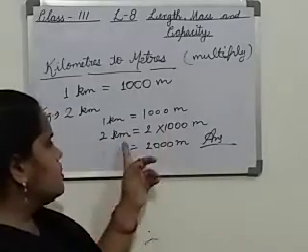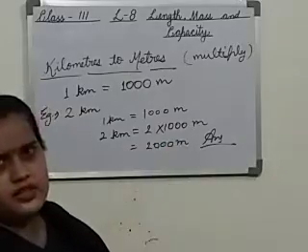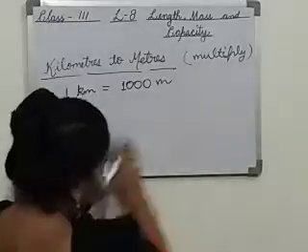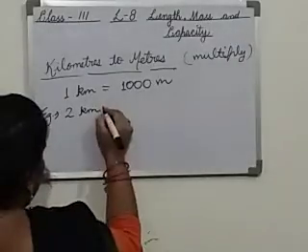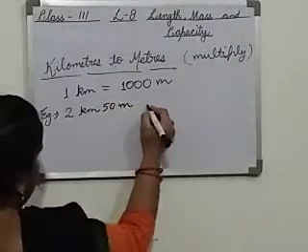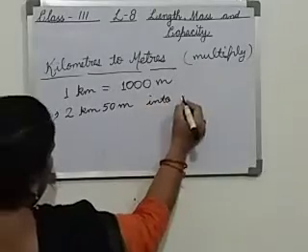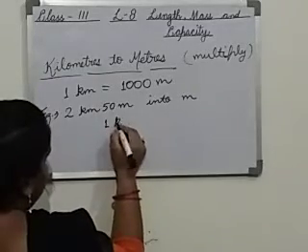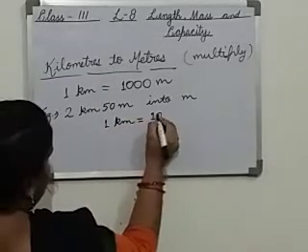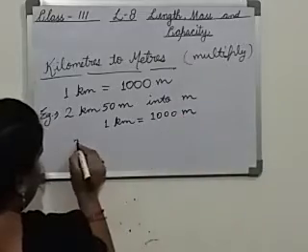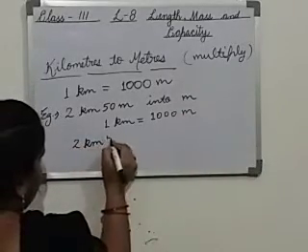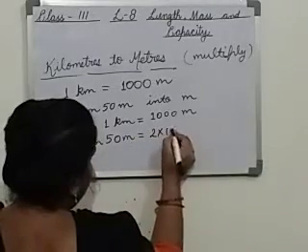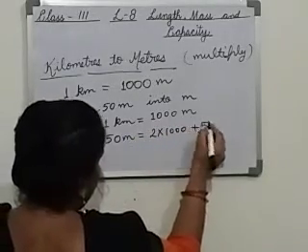Okay. Bigger unit into smaller unit. We know the relation. We have done the answer. But suppose the question comes like this. 2 kilometer 50 meter into meter, means you have to convert 2 kilometer 50 meter into meter. So how we will do? Again we will write the same relation. 1 kilometer equals to 1000 meter. 2 kilometer 50 meter equals to 2 multiply 1000 plus 50.